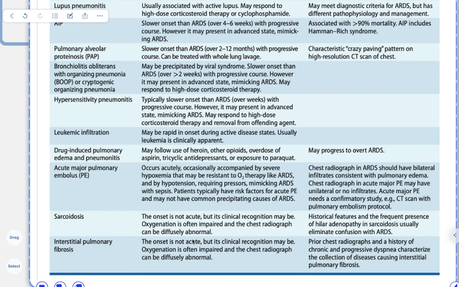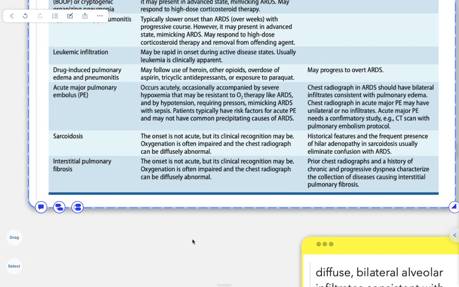Then sarcoidosis. Now, sarcoidosis, we know the onset is not acute, but oxygenation is impaired and chest X-ray may be diffusely abnormal. Historical features and the frequent presence of hilar adenopathy in sarcoidosis usually eliminate confusion with ARDS.